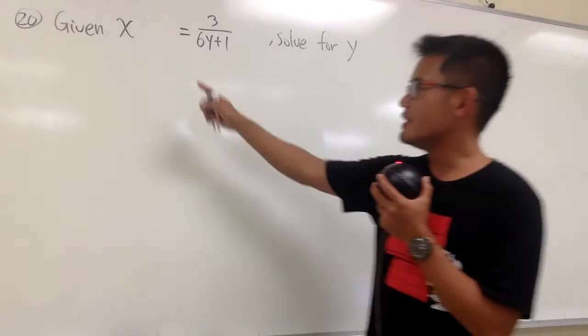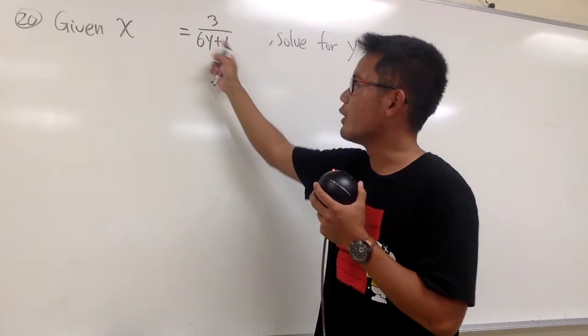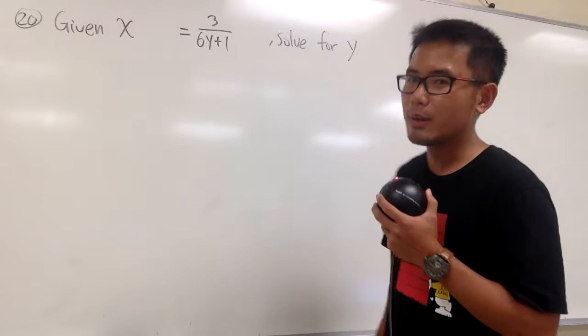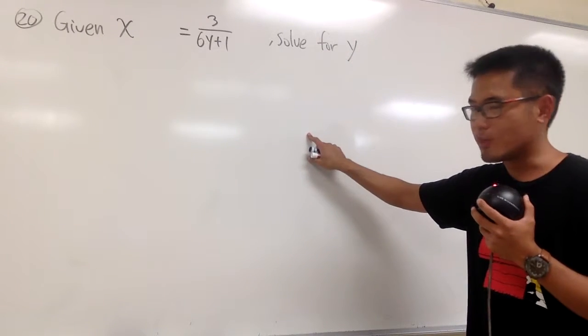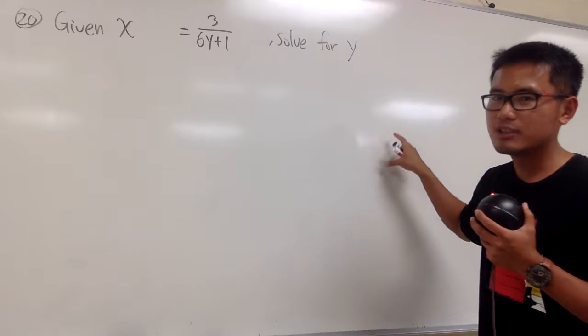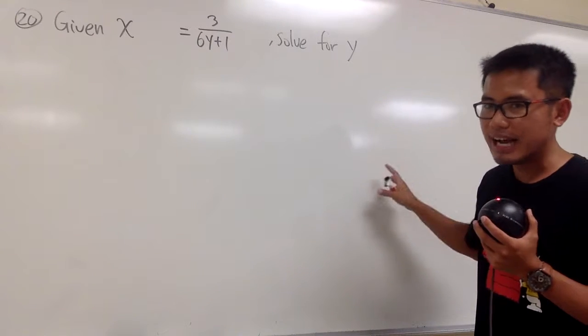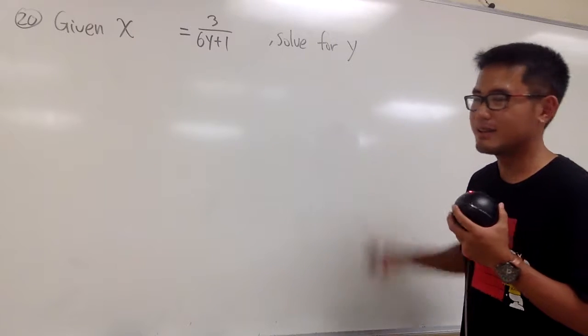Okay, for number 20, we're given this equation, x is equal to 3 over 6y plus 1. And our goal is to solve for y. This means we have to get y by itself on one side, and everything else has to be on the other side. And on the other side, we cannot have any more y, all right?